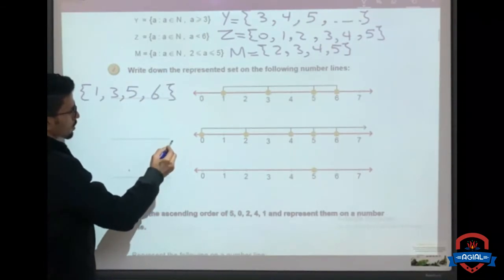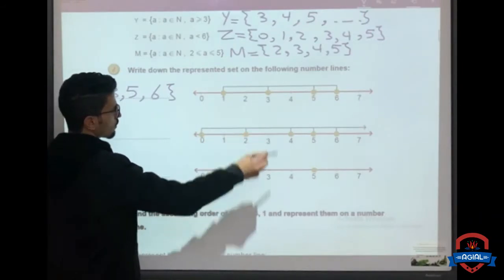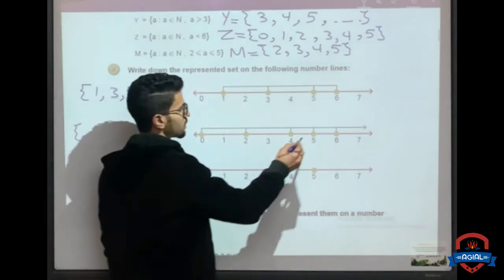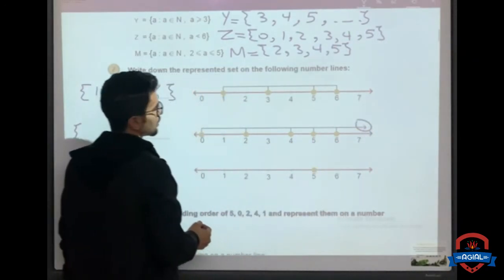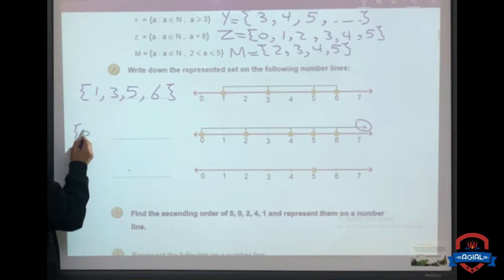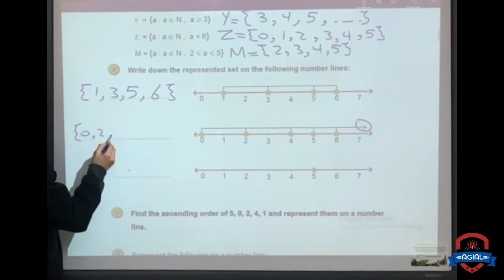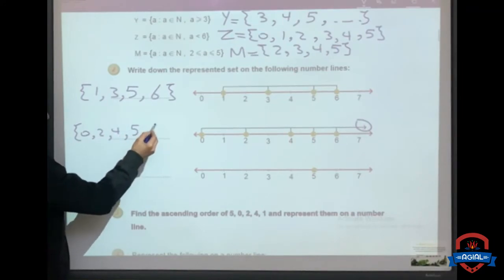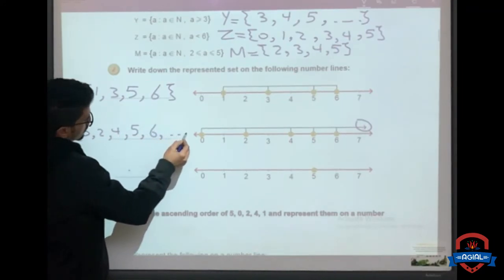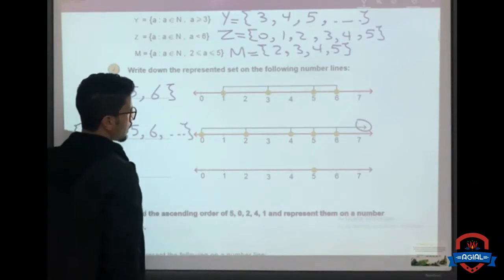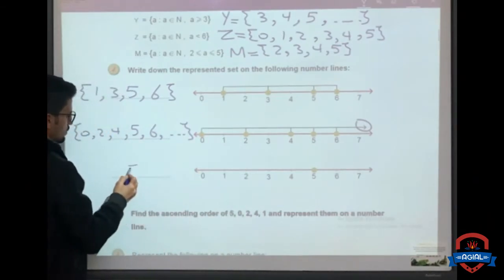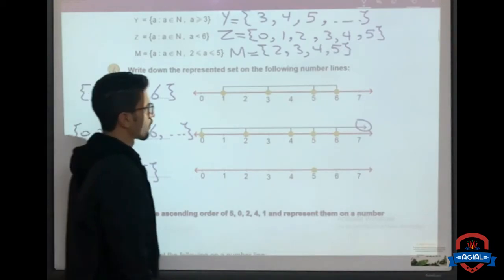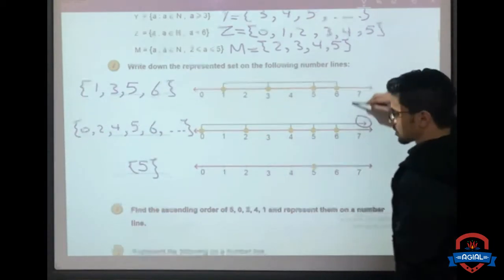And in this number line we have 0, 2, 4, 5, 6, and so on. So this is an infinite set because we have this sign. So we have 0 and 2, 4, 5, 6, and so on. And in this figure we have just one element that's equal to number 5.